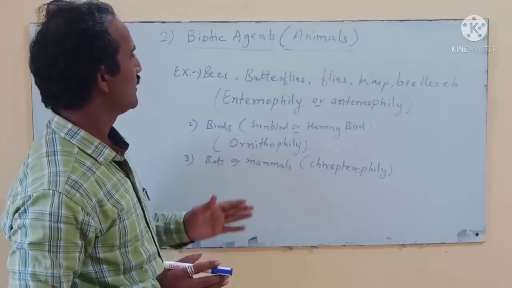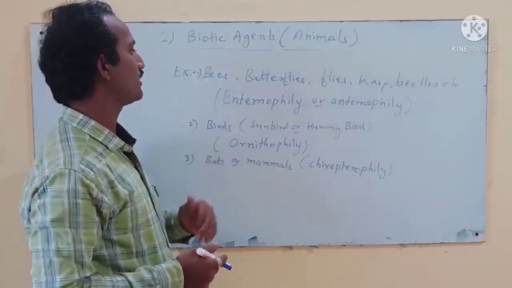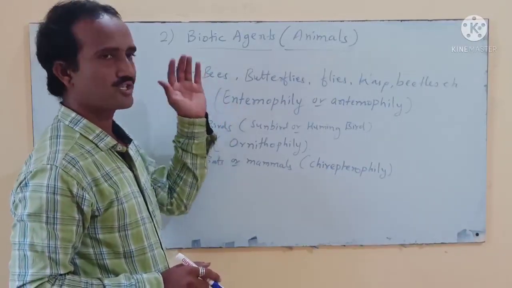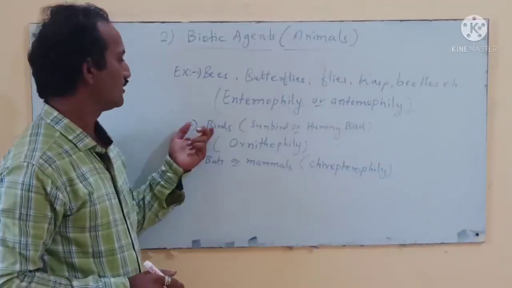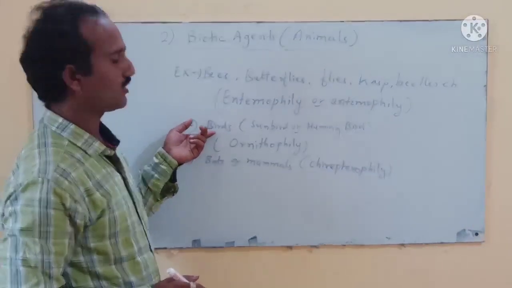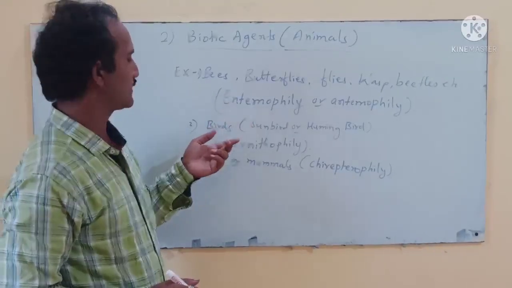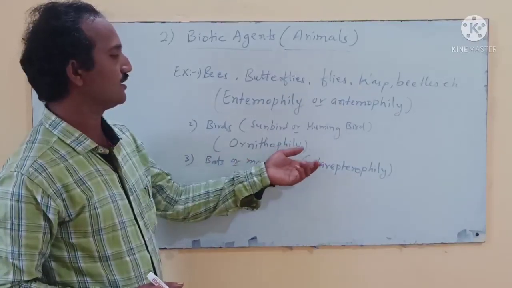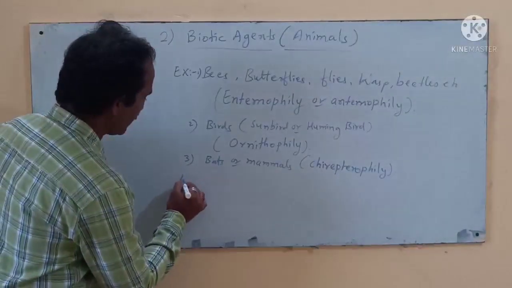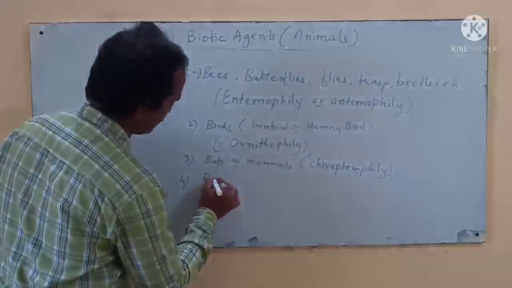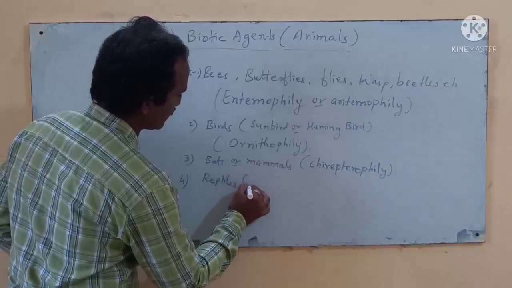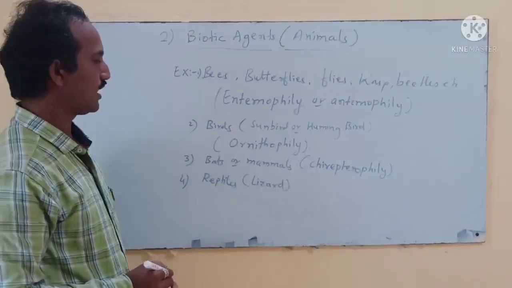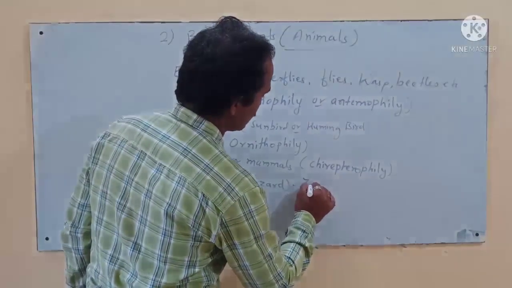These are all insects that will carry out the pollination. That type of pollination is called entomophily, or pollination through insects. Then birds are involved in pollination. Pollination by birds is called ornithophily. Then pollination by bats and mammals is called chiroptophilia. Like that, pollination by reptiles, such as lizards, the garden lizard also will carry out pollination. That type of pollination is called zoophily.